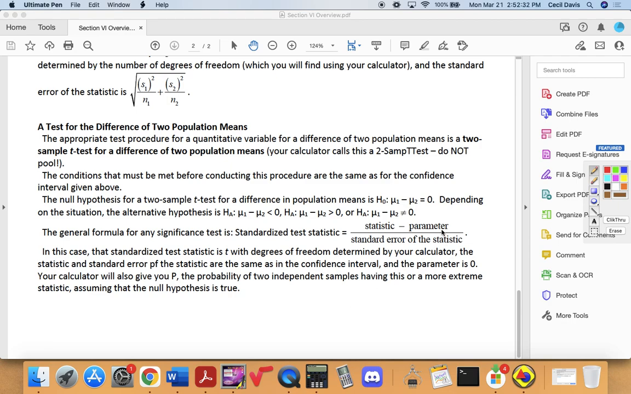And again, the parameter for this one is going to be 0, because you're assuming that those two are equal to one another. So there is no difference between the two. All right. Does that help kind of put it together for you?